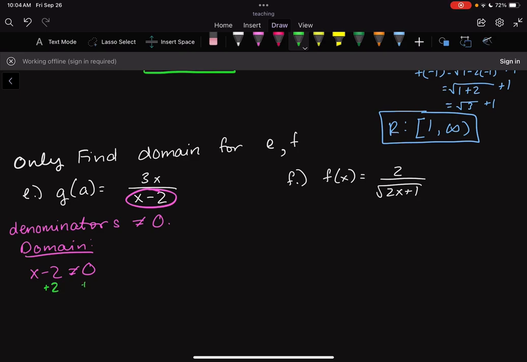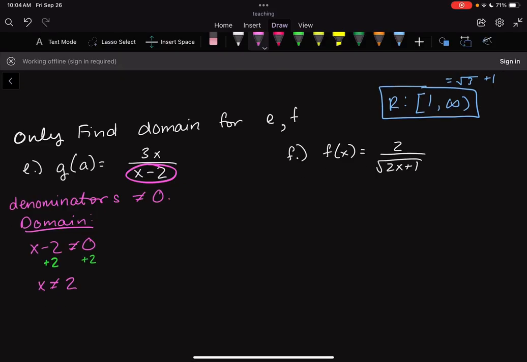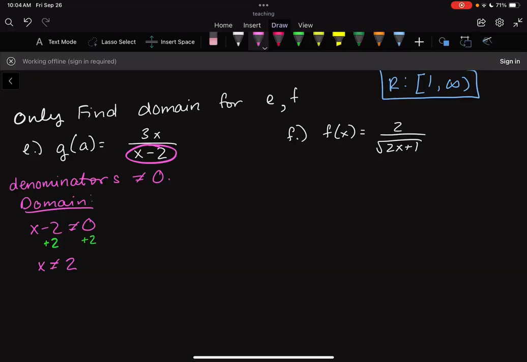And so we've actually talked about this kind of idea before, but I'm not sure that I really said that it was finding domain. I think we probably just said, like, finding restrictions, but it's just that x can't be 2. And so when you write this in interval notation, this will be negative infinity to 2, union 2 to infinity. You're saying everything before 2 is fine, everything after 2 is fine. You just can't plug in the number 2. And that's it.